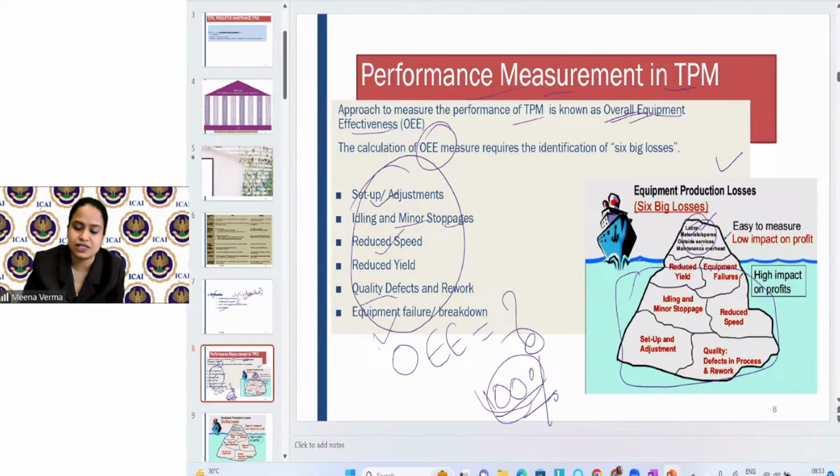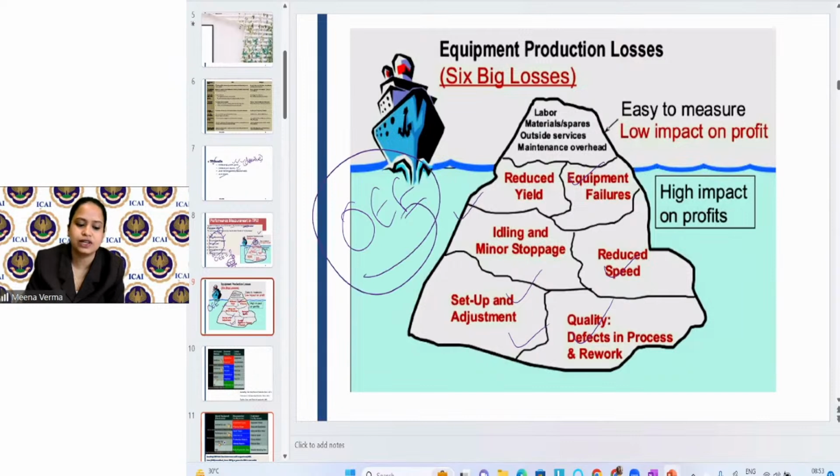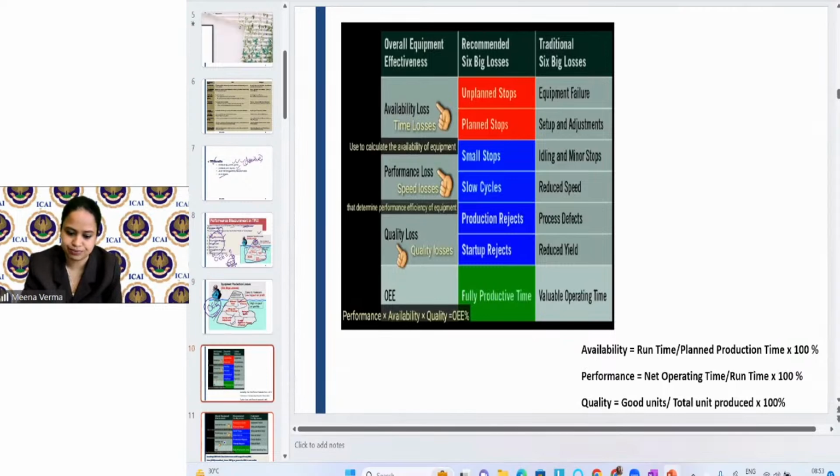Setup cost, machine setup cost. Before production, we have to do the machine setups, so we will check whether the setup is acceptable or not. These failures have a high impact on the organization. We are learning this so that we can calculate OEE, overall equipment efficiency, for the organization.